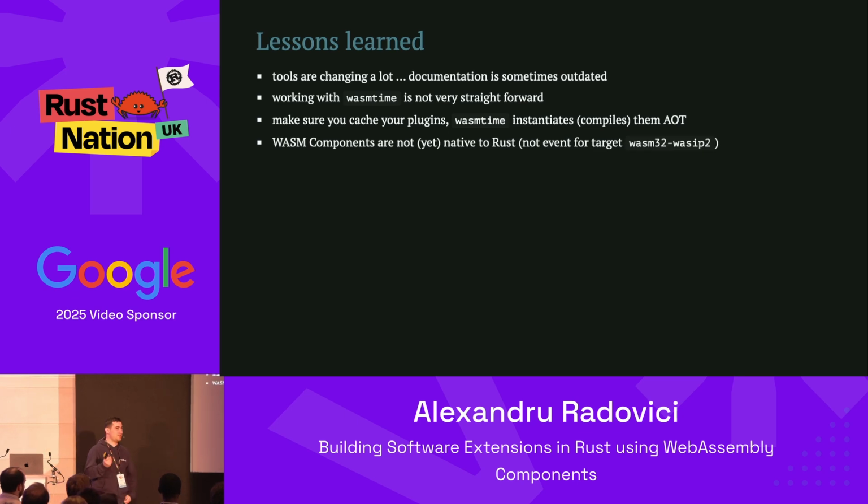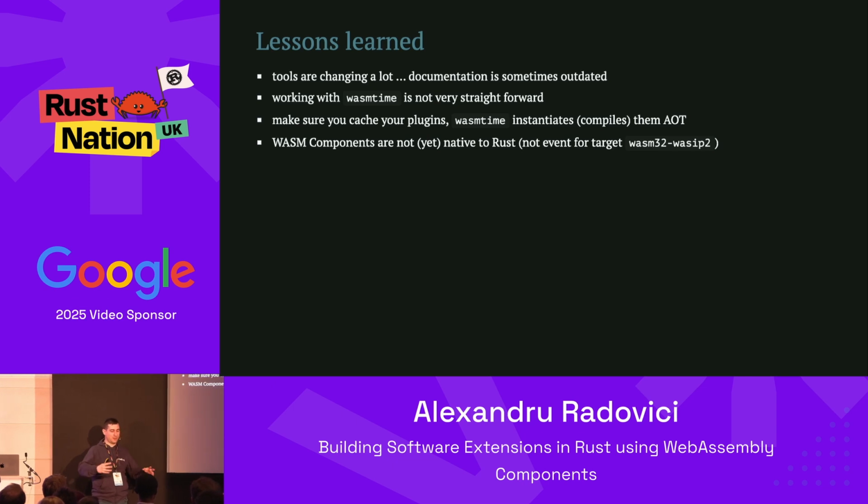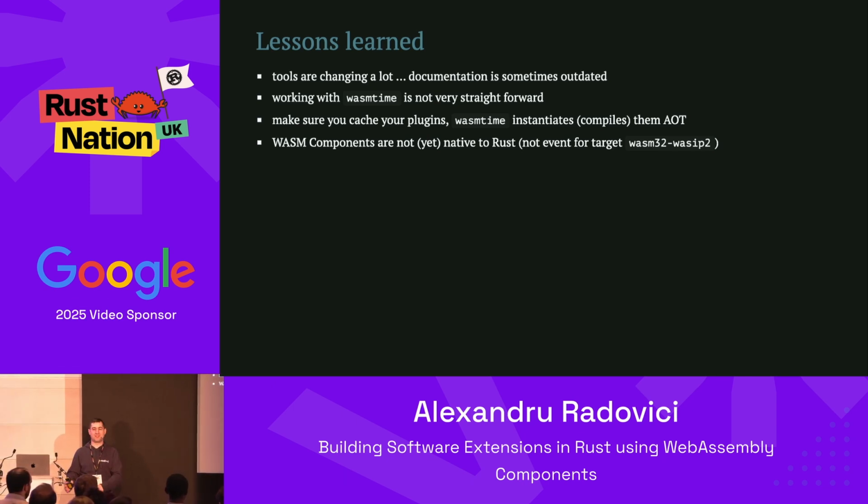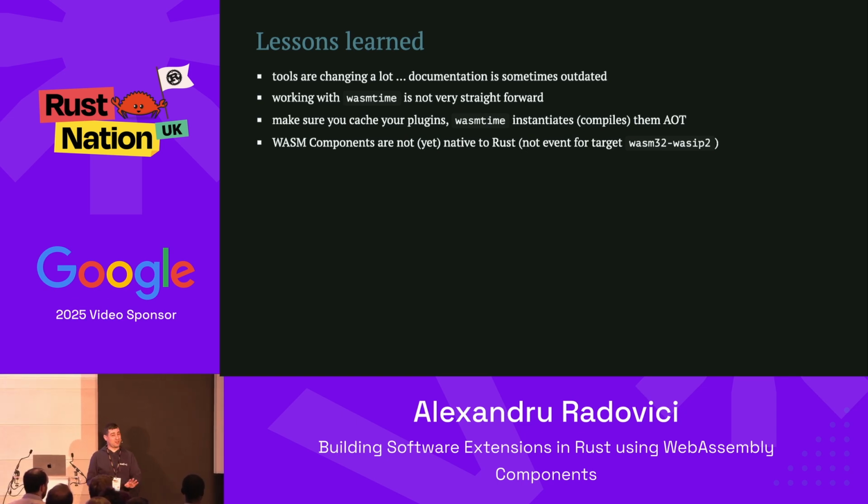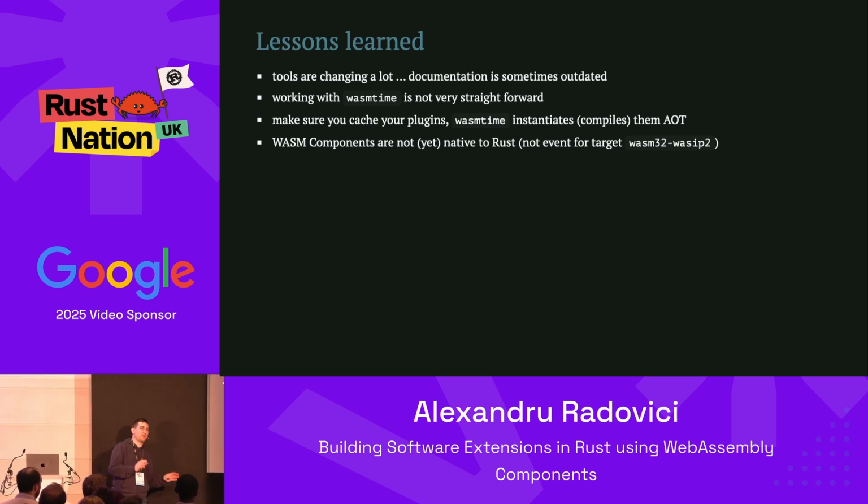WASM components are not native to Rust. Even though they have the WASI P2 backend, they still need to generate code that lifts and lowers your Rust types to basic WebAssembly types. I mean, numbers and pointers in a memory. It's standard, so the code is generated, but it's not native.